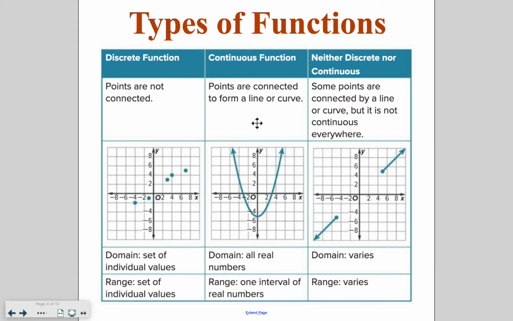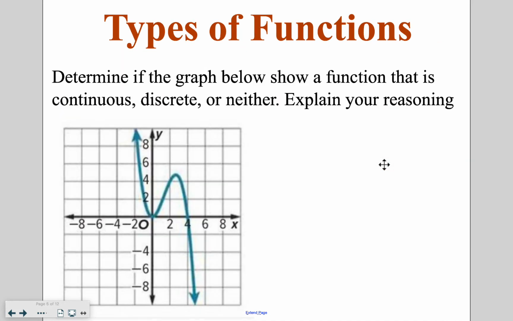Sometimes graphs are neither continuous nor discrete. So we have 2 dots here, which would make it discrete, but we also have the lines pointing, which would make it continuous. The inputs and outputs of those kind of functions vary based on what kind of graph it actually is. So we're going to start by identifying the type of functions.